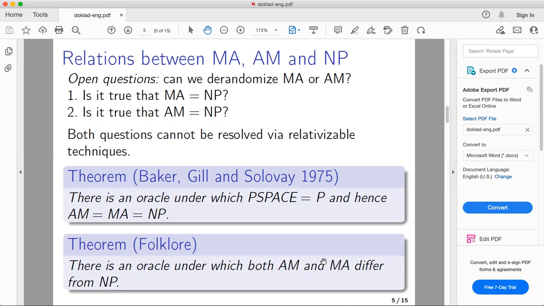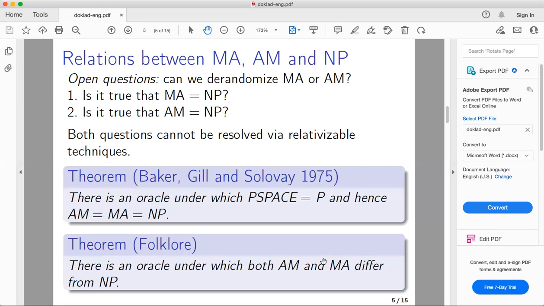And so Baker, Gill, and Solovay showed that there is an oracle under which P space is equal to P. That means that all the classes between P and P space are identical. All of them coincide with P. And all the classes I have considered so far are indeed between P and P space, so they all coincide. And that means that using relativizable techniques, we can't obtain negative answers to both of the above questions.